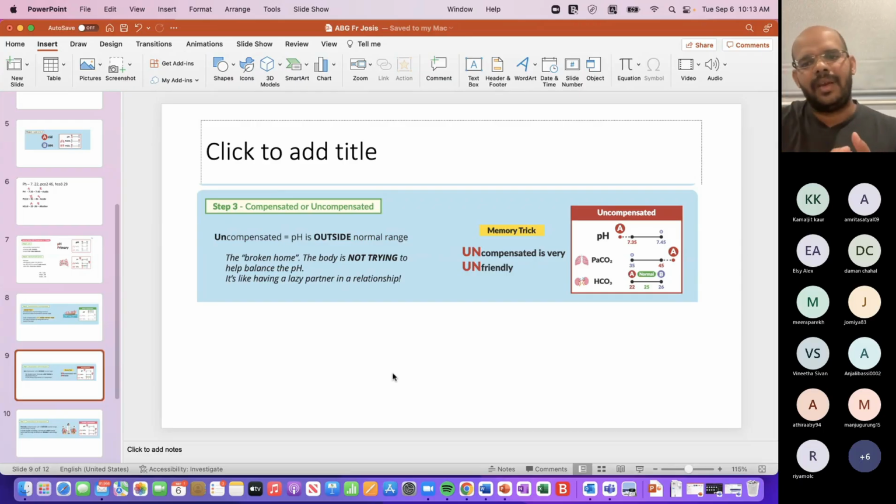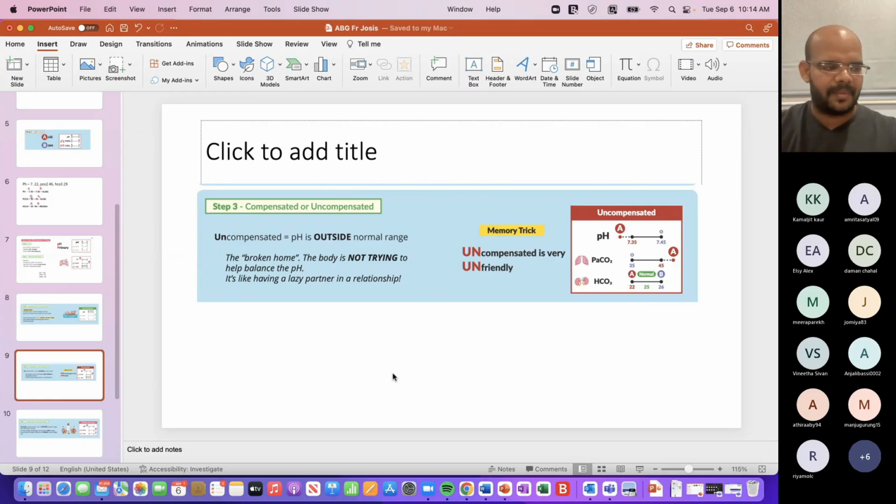So when PCO2 is abnormal, what happens? The pH will become abnormal. Or the bicarb is abnormal, and pH also becomes abnormal. So any of these values, PCO2 or bicarb, is making the pH abnormal. That is why in the case of an uncompensated mechanism, you can see PCO2 abnormal, pH abnormal, and either PCO2 or bicarb will be abnormal. Any one thing will be abnormal.